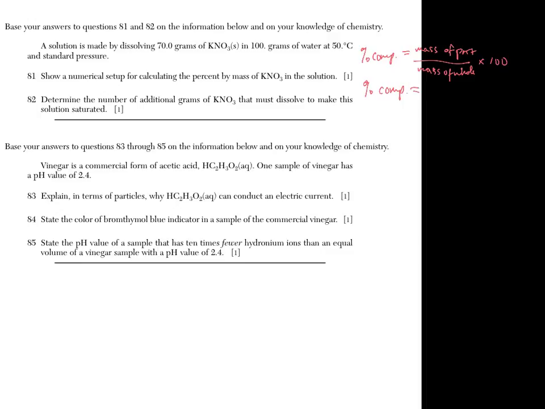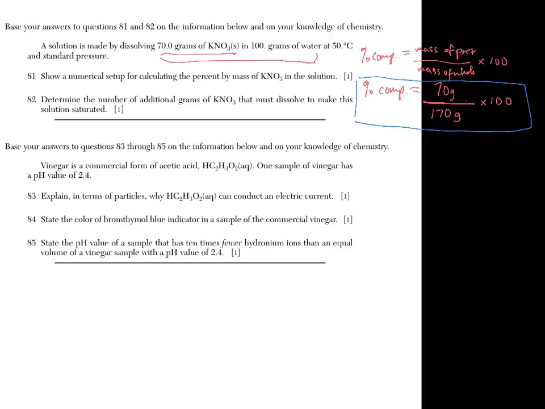The mass of the part we're concerned about is the KNO3, and that's 70 grams. Now the mass of the whole we have to be careful with. It's not 100 grams, it's the solution. So it's 70 grams of KNO3 and 100 grams of water. Together, that's 170 grams of the solution. And that's all you need to show for your setup for number 81. You don't need to calculate the answer.